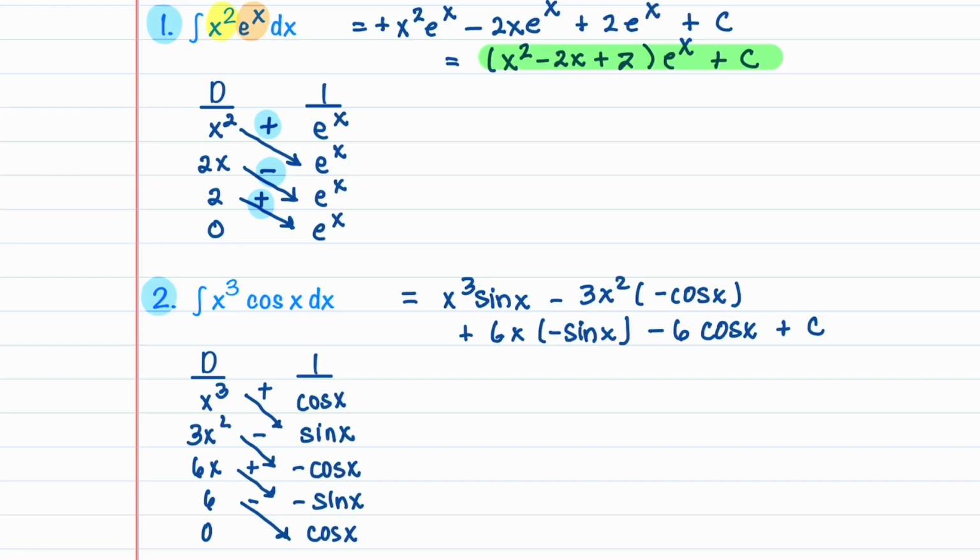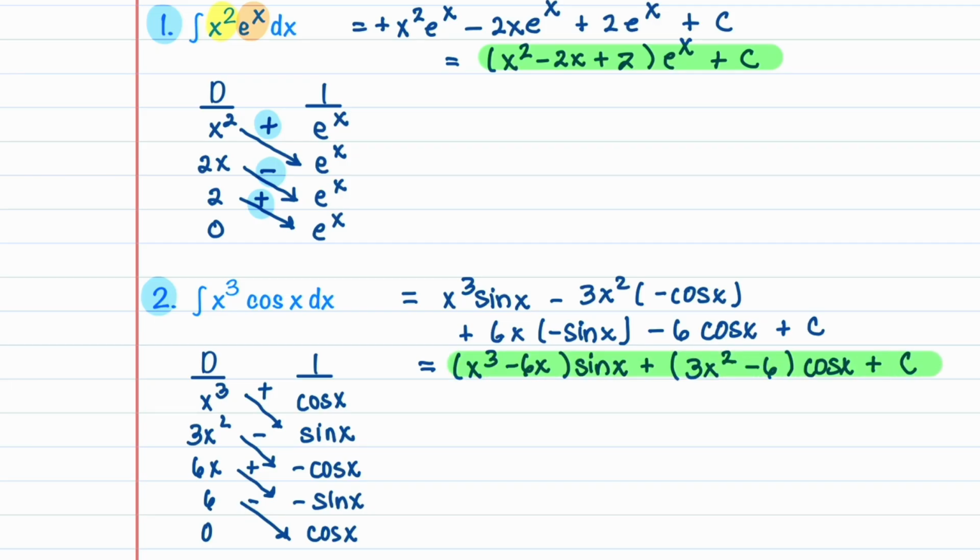Now we need to write down our final answer. Let's combine terms. Let's go ahead and combine our sine terms. And this gives us x³ minus 6x times sine x. And then our cosine terms, we're going to have a 3x². Remember, we have two negatives there. And then minus 6, and that multiplies cosine x, and we have plus c. And there's our final answer. And that's it.